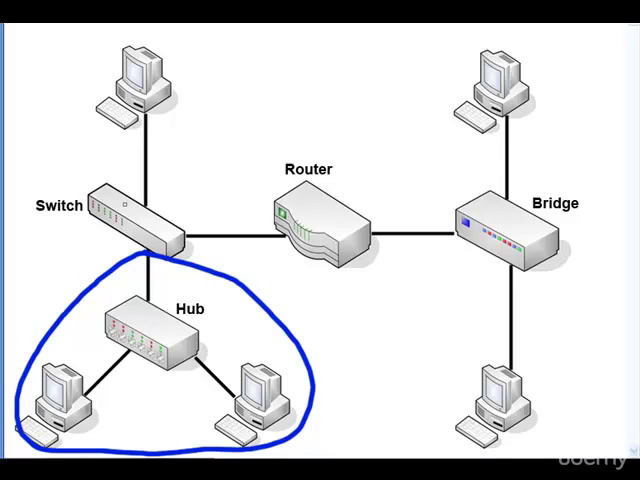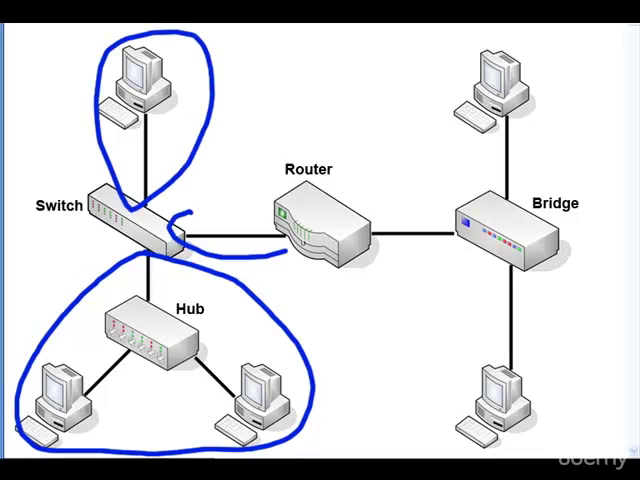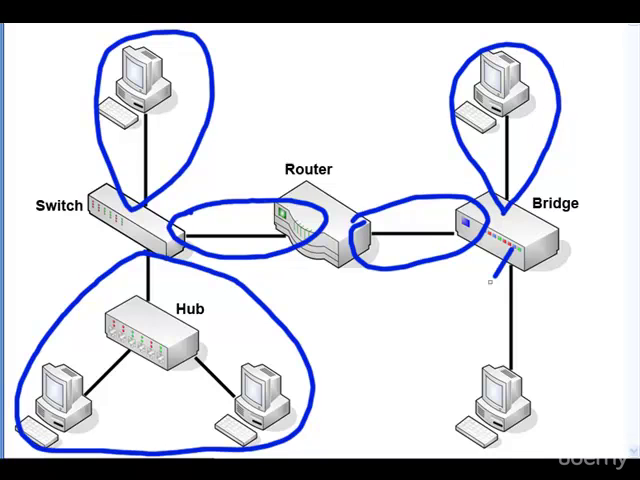So if we move on to the switch, we know each of its interfaces creates a separate collision domain. The router, the same thing. And the bridge, the same thing. So we've created 6 different collision domains here. If we didn't have this type of network segmentation, breaking it up into different collision domains, then we would likely have a network with poor performance.